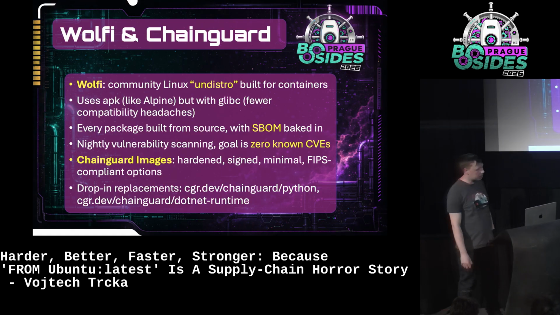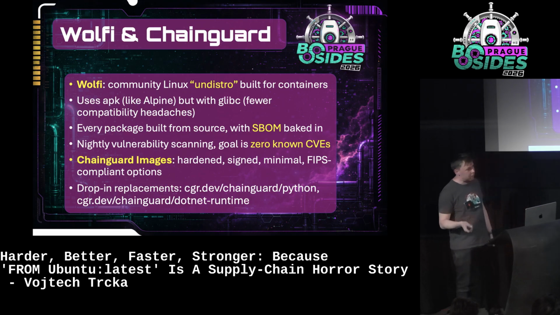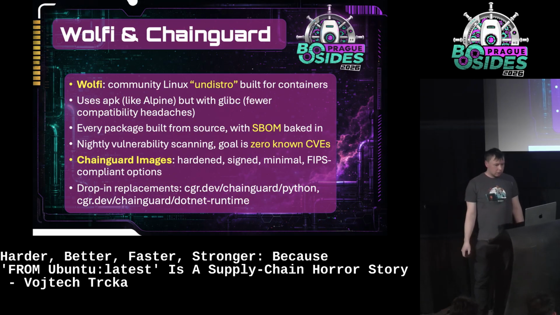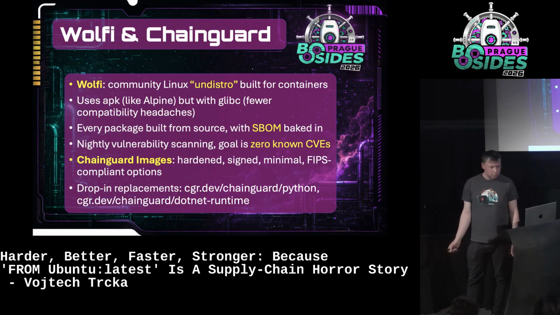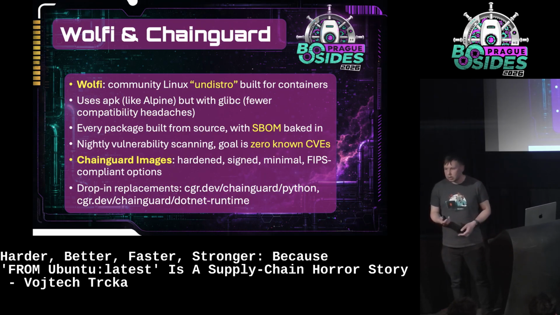Chainguard turns that into ready-made images for Python, .NET, Java, and many others. Also minimal, signed, and verified. So the excuse that minimal is too hard doesn't really work anymore. Enough theory. Let's see what happens when an attacker gets in.